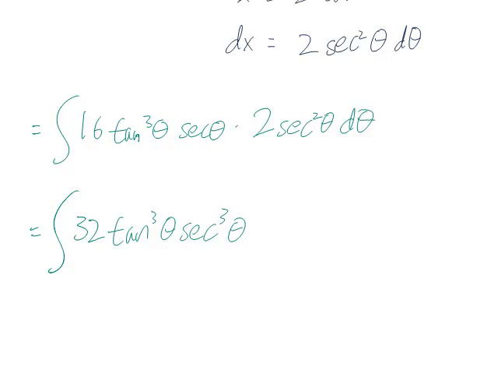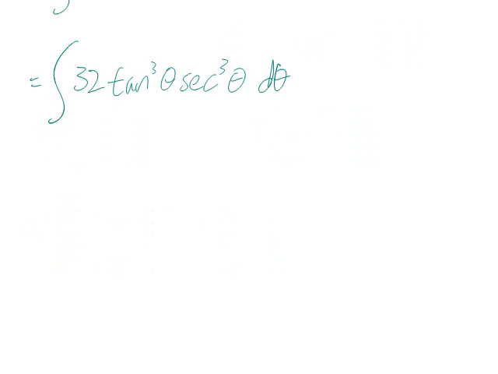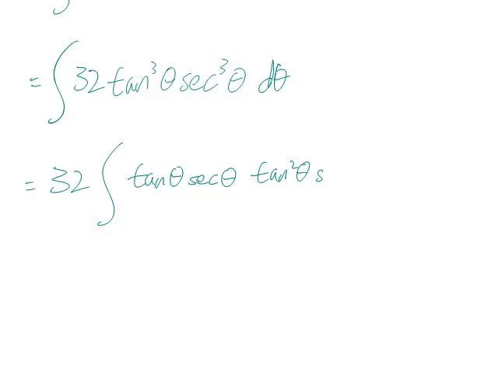I forgot about a 2. d theta. Okay, now the hard part, I guess, or another hard part, is to figure out how to do this integral: the integral of 32 tangent cubed secant cubed d theta. Well, one way of doing this is, let's pull out the 32. We don't need to worry about that. We'll write this as tangent secant times tangent squared secant squared d theta.